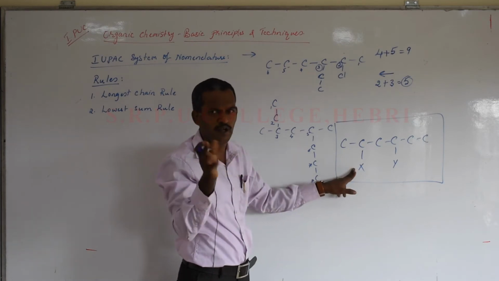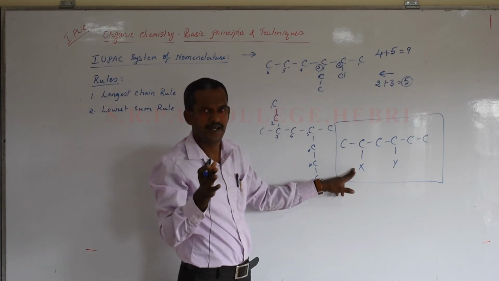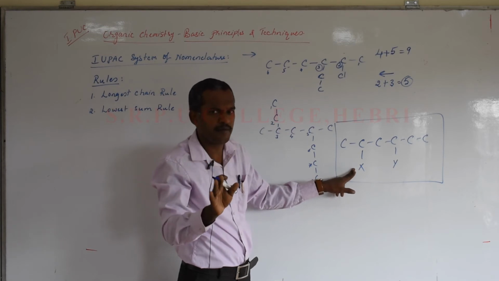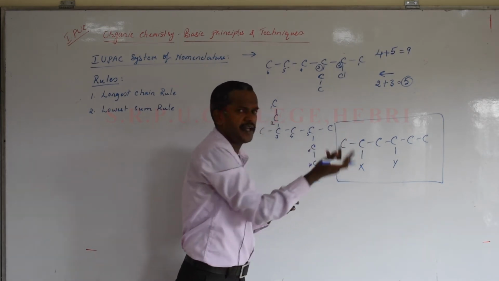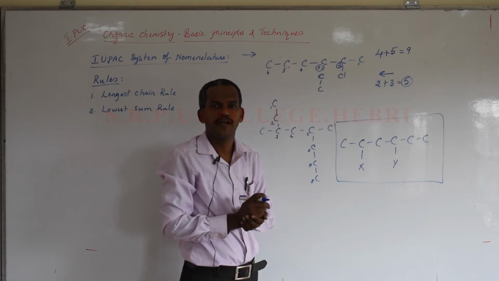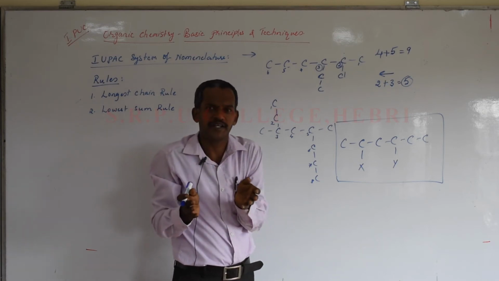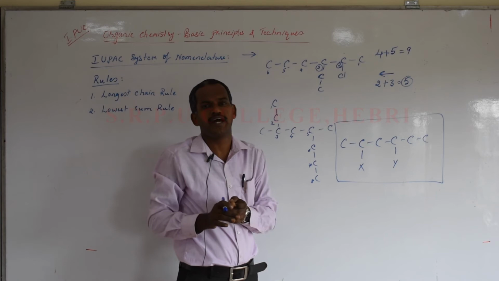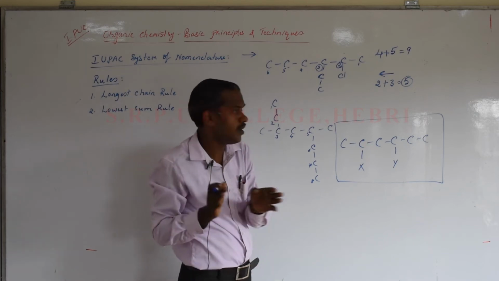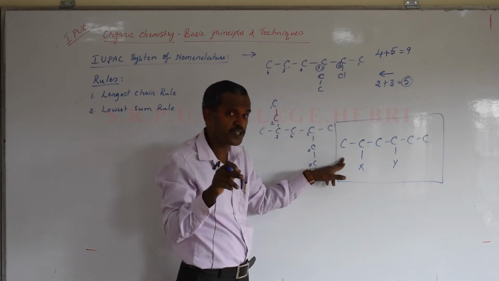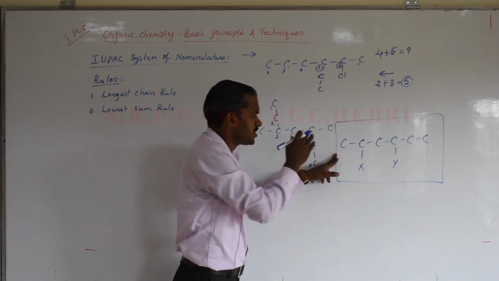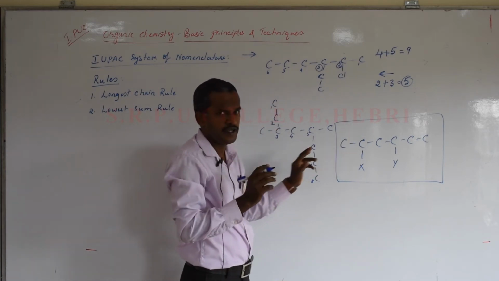In this case, the longest chain rule is not applicable, because in any way the number of carbon atoms remains the same. We have to consider the parent alkane chain in such a way that we get the maximum number of carbon atoms in the longest chain rule. That is already over. We are discussing the lowest sum rule now. The only question is, is it numbered from left to right or right to left? So how do you number now?